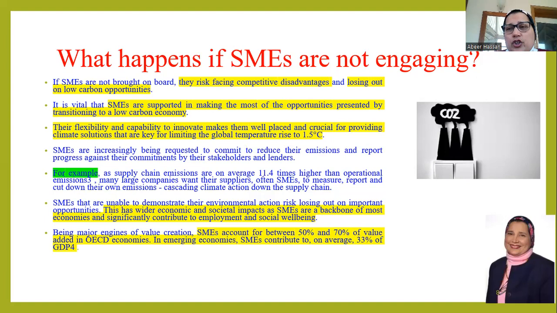So, for example, supply chain emissions are on average 11.4 times higher than operational emissions. Many larger companies want their suppliers, often SMEs, to measure, report, and cut down their own emissions. So again, big companies, when they are dealing with small suppliers, which is SMEs, are very keen to show off that they are dealing with suppliers who are reporting and measuring climate change and providing disclosure on that. So SMEs that are unable to provide all of this will definitely face some risks, and this will have implications on economic development, etc.